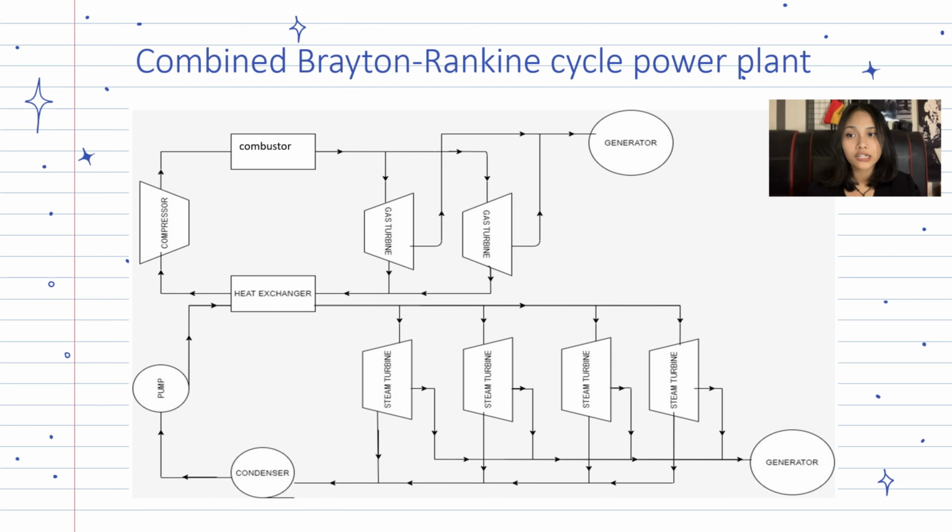This combined cycle plant combines the Brayton cycle, which is for the gas turbine, and the Rankine cycle for the steam turbine. It works by capturing waste heat from the gas turbine to produce steam, and consequently, the steam is used in a steam turbine to produce additional electrical output with higher efficiency.